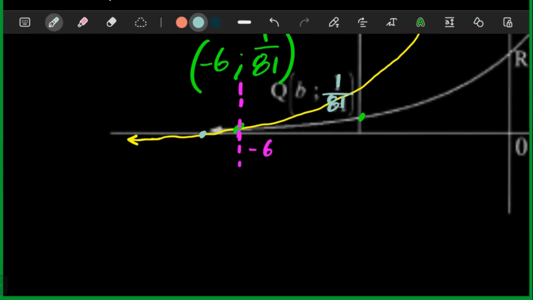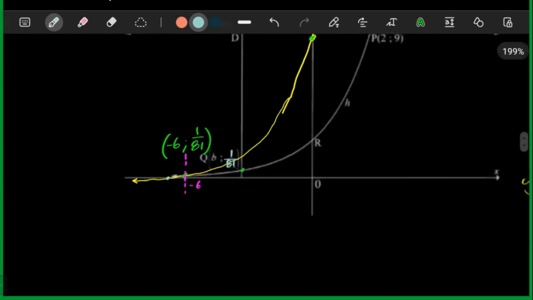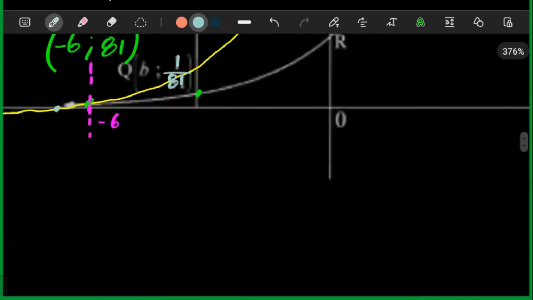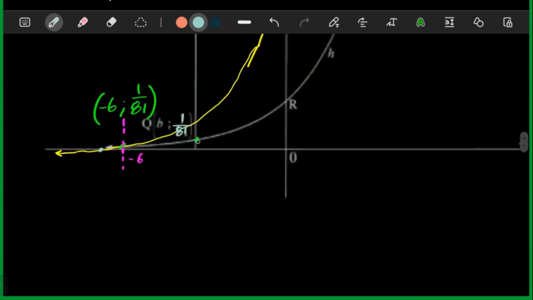The moment you move it anything more than 1 over 81 units downwards, it will start to have x-intercepts that are bigger than -6. So to answer this question, for it to have roots that are less than -6, we can only move our graph a maximum of 1 over 81 units downwards, and we have to move it nothing less than 0.